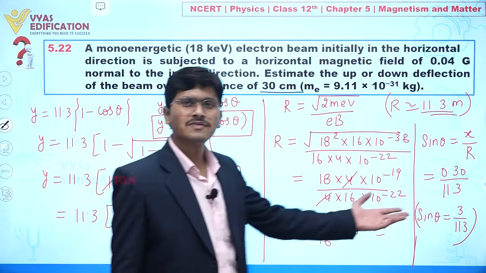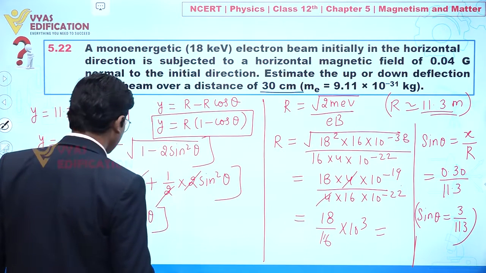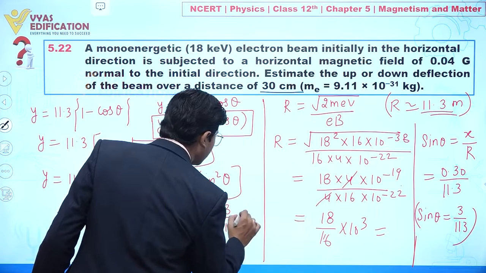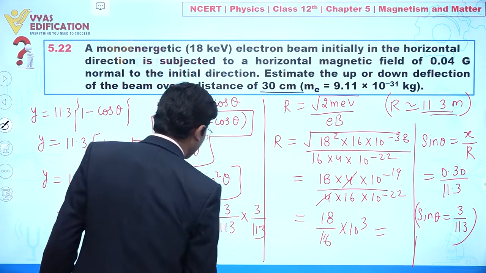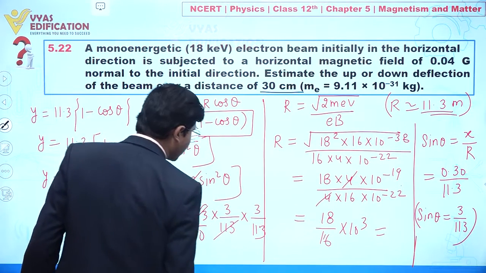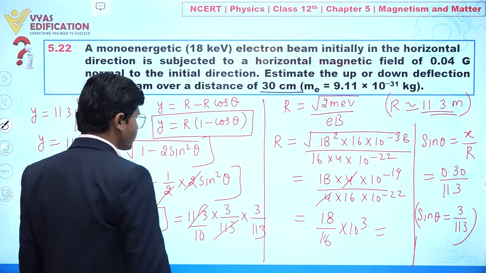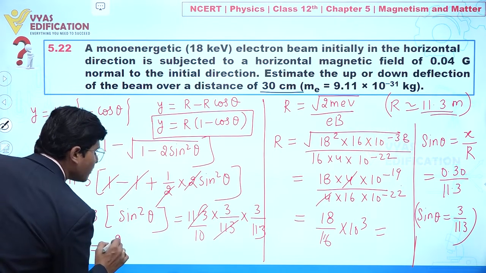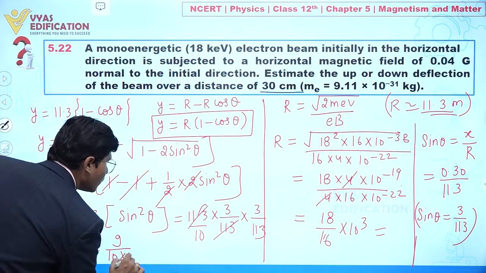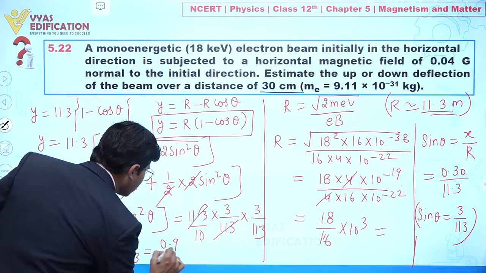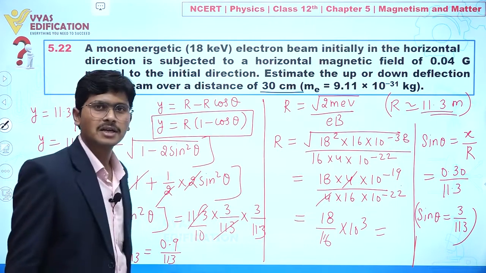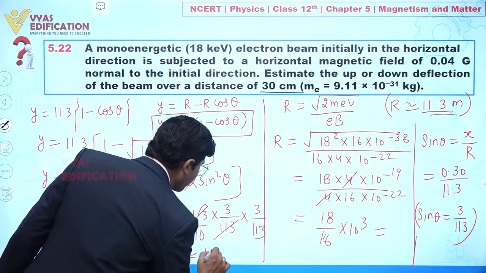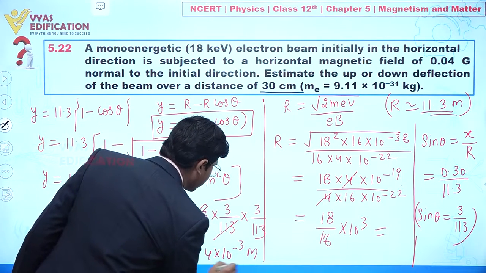What is the value of sine theta? 3 upon 113. So 11.3 multiplied by 3 upon 113 multiplied by 3 upon 113. From here you can say this one and this one cancel out. So we get the value of y equal to 9 divided by 10 into 113, that is 0.9 divided by 113. If you solve it, you will find the value is approximately 4 into 10 to the power minus 3 meter.